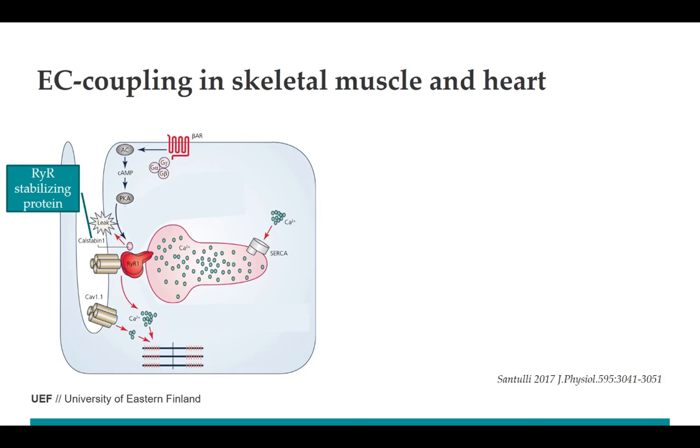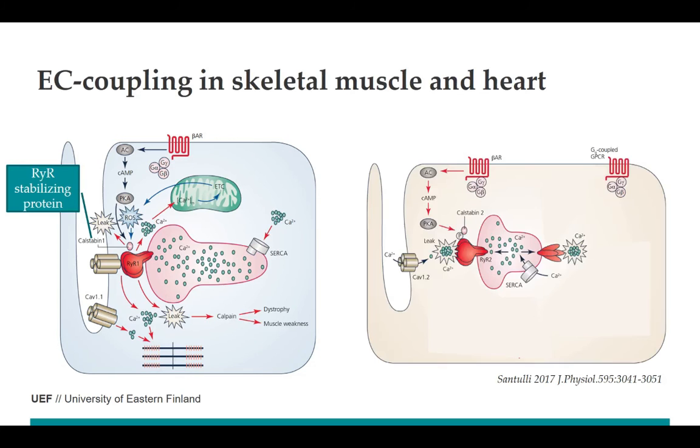But beside this contraction, even in skeletal muscle, this calcium release can have some side effects. First of all, high calcium can regulate mitochondria to produce reactive oxygen species. But it can also act through calpain on the dystrophy of the cells, etc.